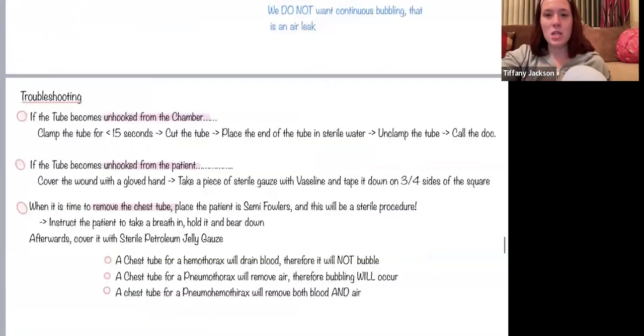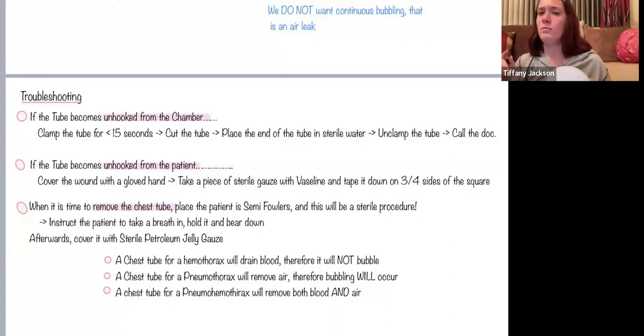Got a couple pieces of troubleshooting. If a tube becomes unhooked from the chamber, first thing we're going to want to do is clamp the tube for 15 seconds. Remember, we cannot clamp longer than 15 seconds. So if there's anything wrong with the box, we're going to go up to the patient and cut the tube that is connected to the patient. Then we place the end of the tube in sterile water, unclamp the tube, and call the doctor. Remember, this has to be done in less than 15 seconds.